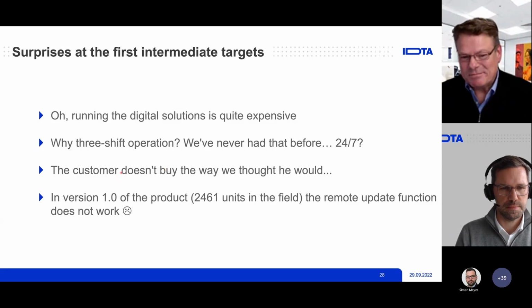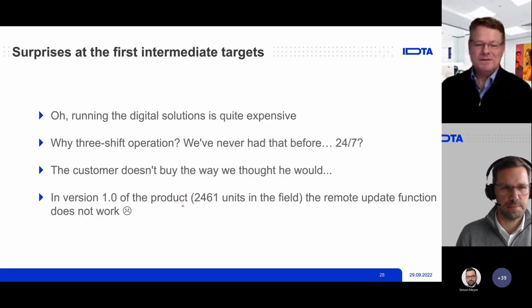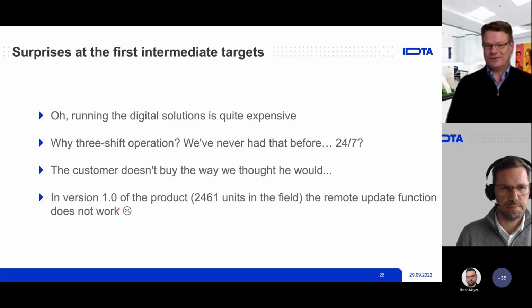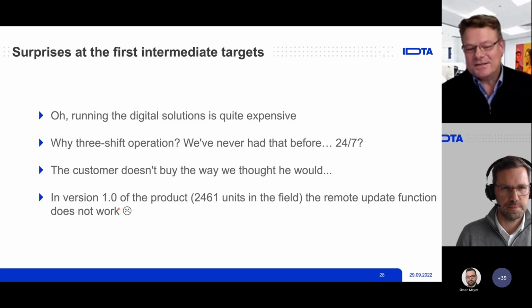Maybe the customer doesn't buy the way you thought he would buy. And of course, mistakes are made. Maybe the software that does the remote update doesn't work in the first quite large batch of products and you cannot update them. So this is stuff that could happen to you on your journey.